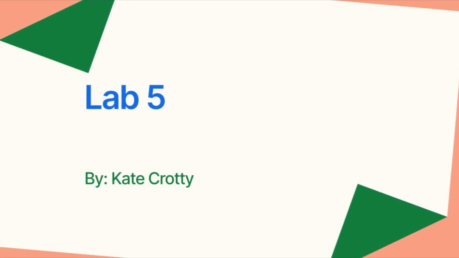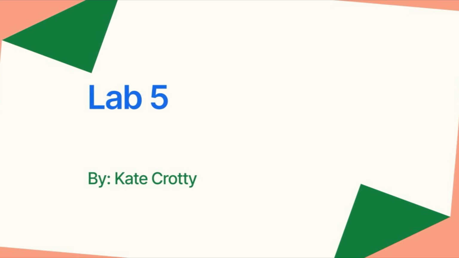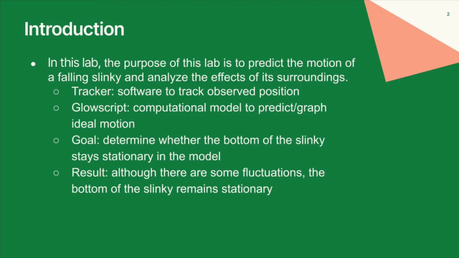Hello, welcome to my Lab 3, where we look at a video of a slinky oscillating. The purpose of this lab is to predict the motion of a falling slinky and analyze the effects of its surroundings. We will use Tracker, which is software to track the observed position of the slinky at each time frame, and GlowScript to create a computational model to predict the graph and ideal motion. The goal of this lab is to determine whether the bottom of the slinky stays stationary in the model.